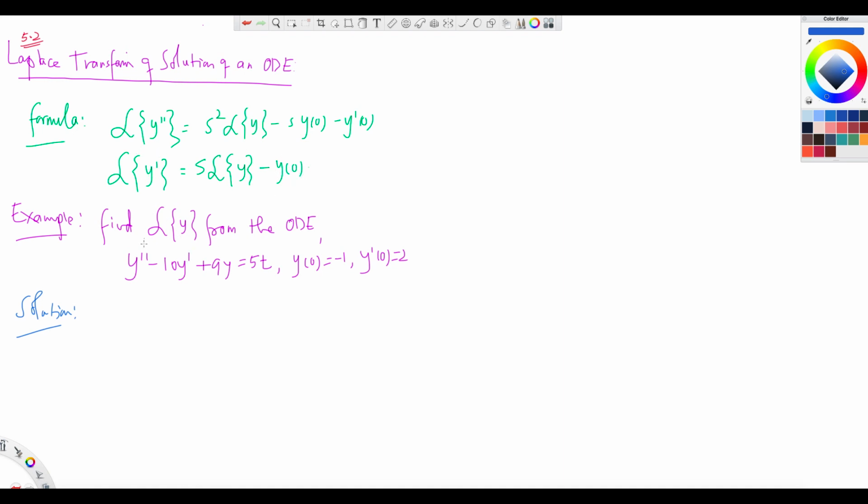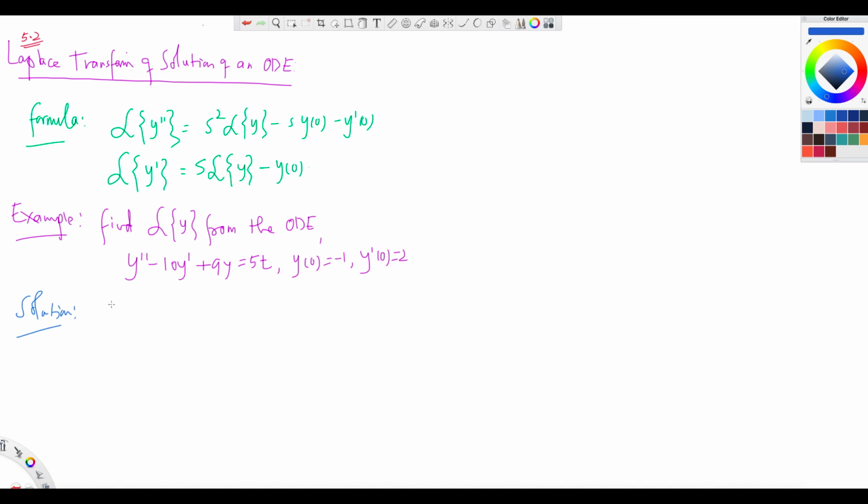Okay, so let us do this example. We want to find the Laplace transform of y. What is y in this equation? y is the solution here, because this is y double prime minus 10y prime plus 9y equals 5t, and y at 0 is -1 and y prime at 0 is 2. So we want to find the Laplace transform of the solution.